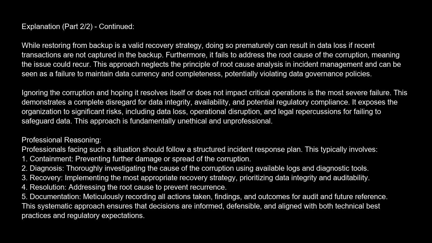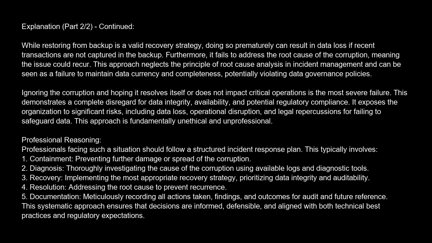Ignoring the corruption and hoping it resolves itself or does not impact critical operations is the most severe failure. This demonstrates a complete disregard for data integrity, availability, and potential regulatory compliance. It exposes the organization to significant risks, including data loss, operational disruption, and legal repercussions for failing to safeguard data. This approach is fundamentally unethical and unprofessional.